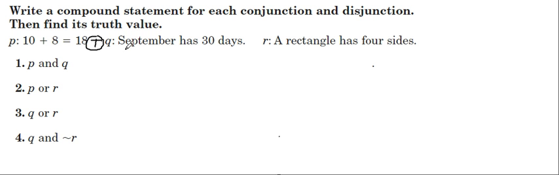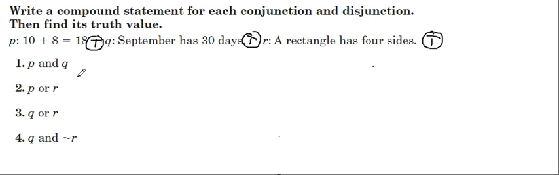Q, September has 30 days. That is a true statement. I'm going to label that true as well. Statement R, a rectangle has 4 sides. That is true. So all three of these statements in their original structure is true.